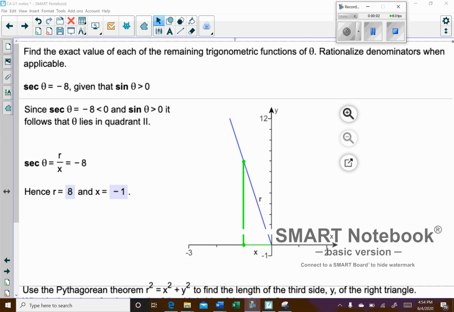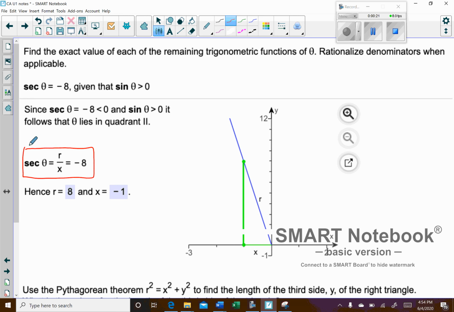Okay, so what we're going to do here, instead of actually telling us X and Y, they give us one of the identities. In this case, they're giving us secant. As they point out, secant of theta is R divided by X, which is just the reciprocal of cosine of theta, which is X over R, right?